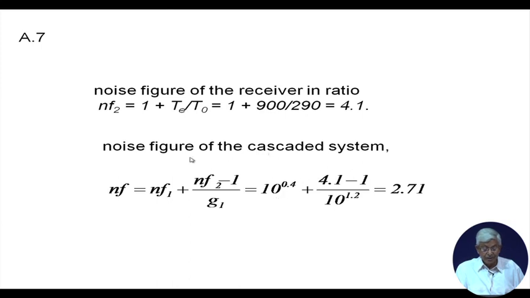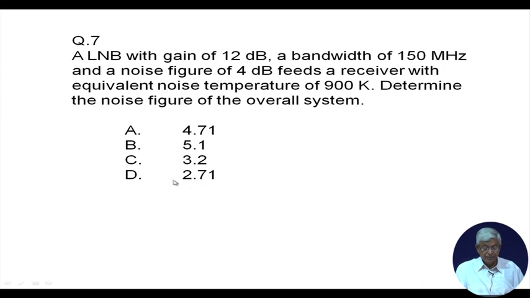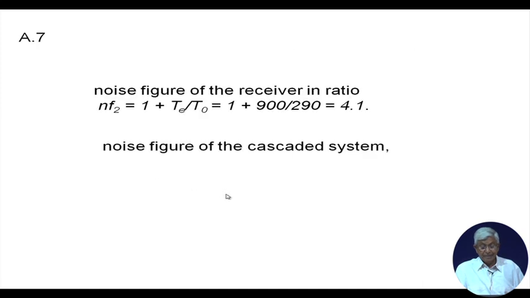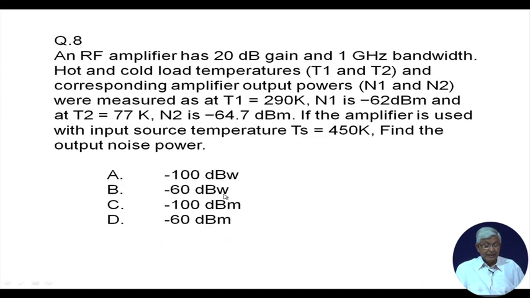So, that is 4 dB, which is 10 to the power 0.4, and NF2 is 4.1 as you got. So, NF2 minus 1 is 4.1 minus 1, and G we had 12 dB, so that is 10 to the power 1.2. So, the whole thing comes out to be 2.71. So, the correct choice is D. Let us look at the choices. 2.71 was D. Next one.